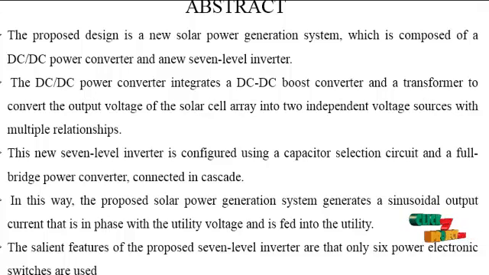The salient features of the proposed 7-level inverter are that only 6 power switches are used and only one power electronic switch is switched at high frequency at any time. A prototype is developed and tested to verify the performance of this proposed solar power generation system. The proposed implementation is done in a MATLAB simulating environment.